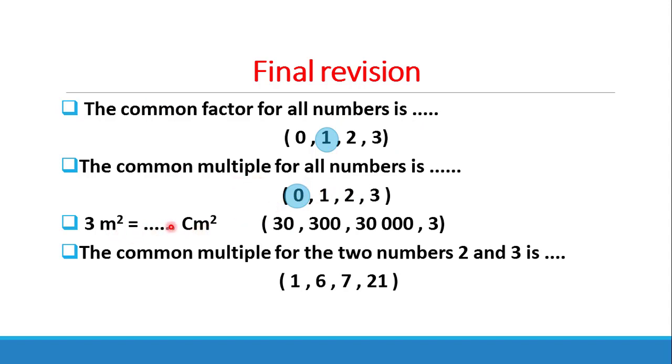2 meters squared equals how many centimeters squared? 1 meter squared equals 10,000 centimeters squared. So I multiply by 10,000. The result will be 30,000. Put the 4 zeros, then 3 times 1 equals 3. Okay, the common multiple for the two numbers 2 and 3. The common multiple means a number which is divisible by 2 and at the same time divisible by 3. Yes, 6.